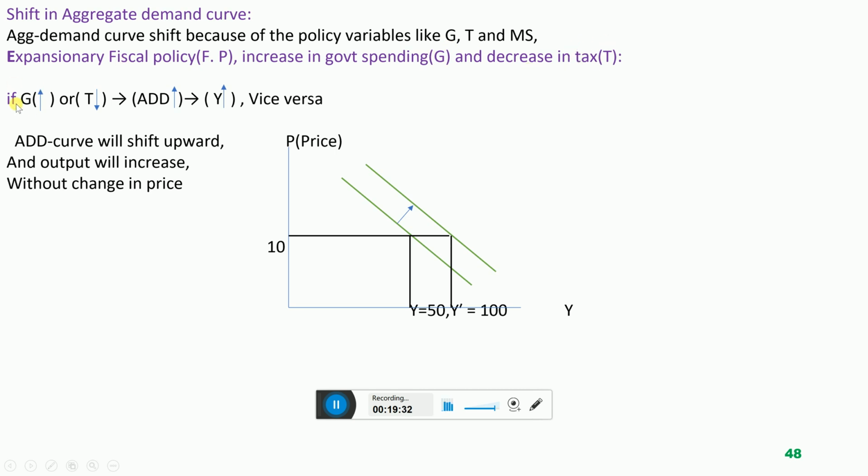So when government spending increases or when taxes decrease, say the government invests $1 million, the demand for labor, for capital, and for raw material increases. What happens to the aggregate demand? It increases. So the original aggregate demand curve, this green line, shifts from this point to this position. This blue arrow represents that the aggregate demand curve is shifting upward. Price does not change, but the GDP of the country increases from $50 million to $100 million. This is a shift in the aggregate demand curve.